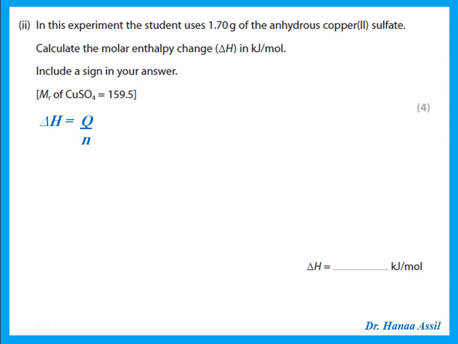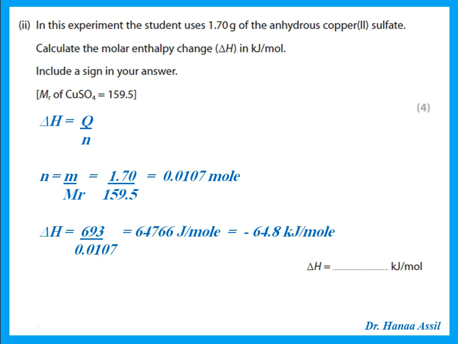So Q is what we just calculated. And n is the number of moles. Number of moles, you should realize, is mass over molecular mass. So where is the mass? The mass is 1.7 grams over the molecular mass. He gives it to me. Please, if he gives it to me, then that's what I use. Don't waste time and sit down and calculate it. So the Mr of the copper sulfate, he gives it to me. So that means that the number of moles is this.